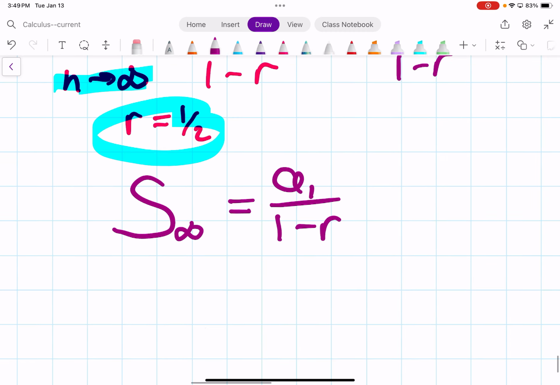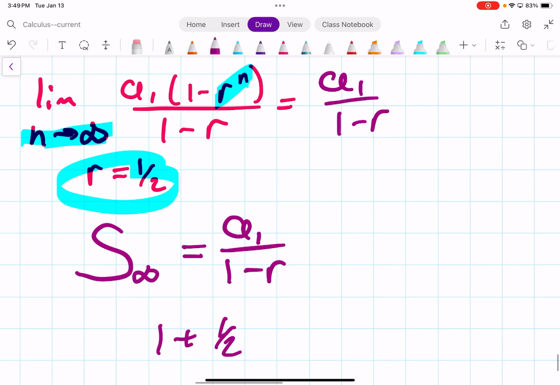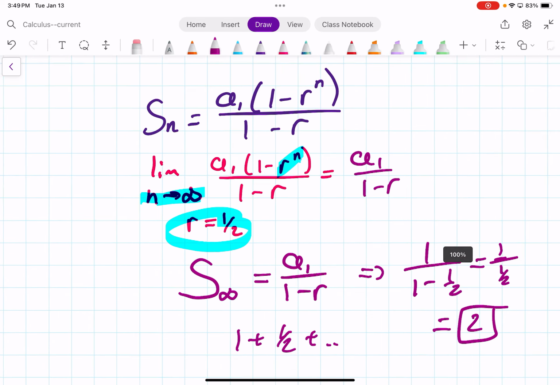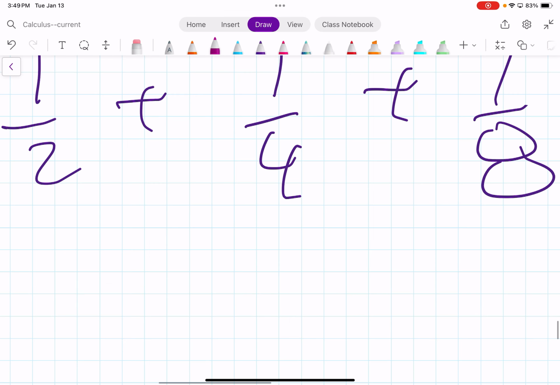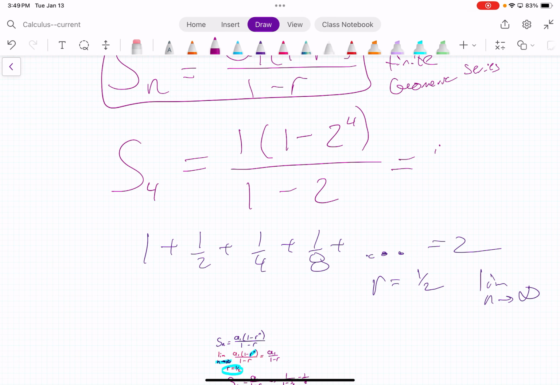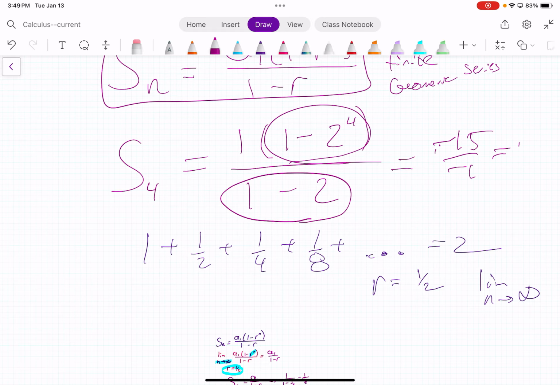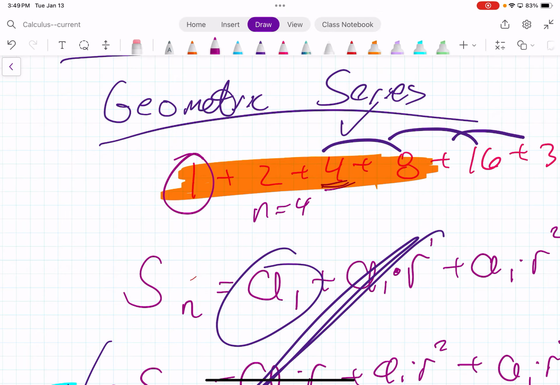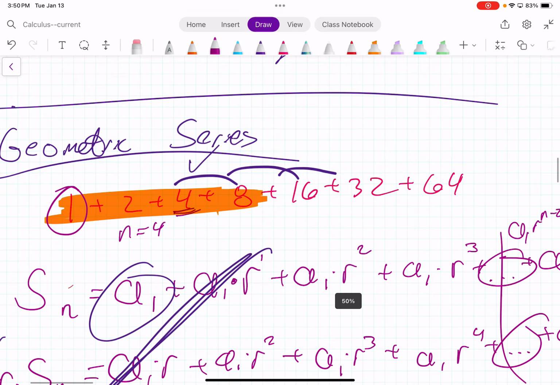Now if you try that for that question, 1 plus a half plus etc., so for us, a1 over 1 minus r is 1 over a half, which is 2. Can we go back to S sub 4? How did that come out? Because I might have done it wrong. This would be 1 minus 16, which is negative 15 over negative 1. I got positive. Yeah, that should be the sum of the first 4. Okay, sorry. Yeah, so 1 plus 2 plus 4 plus 8. Yep.